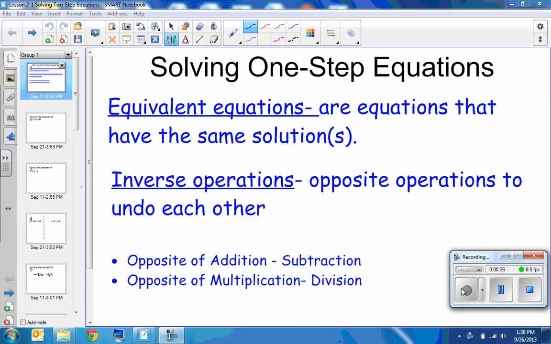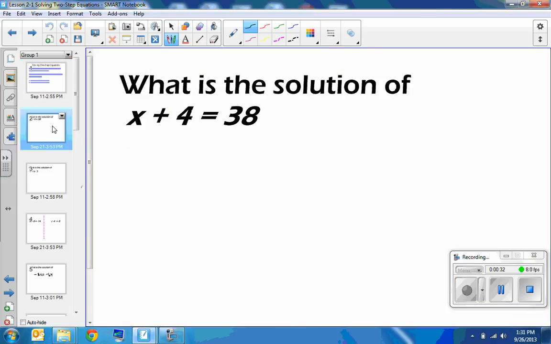So the opposite of adding is subtracting, the opposite of multiplying is division. It is very important to show your work when you are using inverse operations and solving equations. So we're going to look here at x plus 4 equals 38. The opposite of adding is subtracting. So I'm going to subtract 4 from both sides.